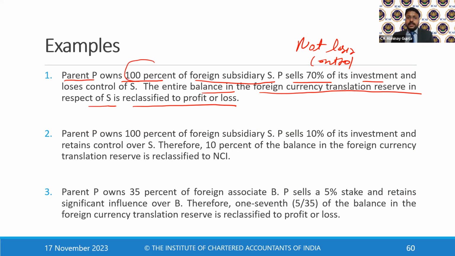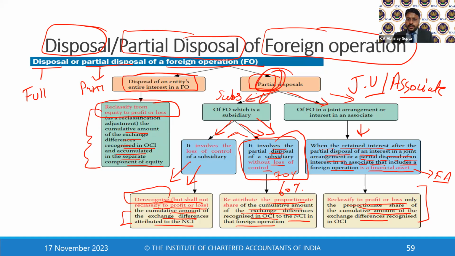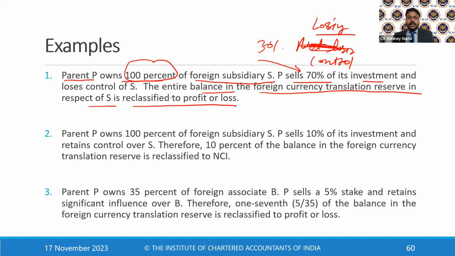So we had 100% investment and we sold 70%. Sorry, we are not retaining, we are selling 70%, so we will be left with only 30%. In that case, we will be losing the control, right? So where will we be falling? Partial disposal, yes. Subsidiary, yes. Losing control, yes. So what will we do? De-recognize and reclassify to the P&L. We will reclassify the entire balance of foreign exchange gain or loss sitting in the balance sheet into the P&L.